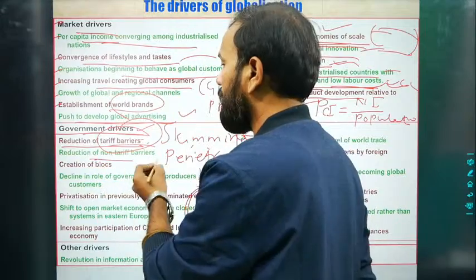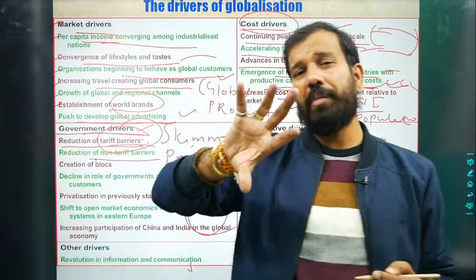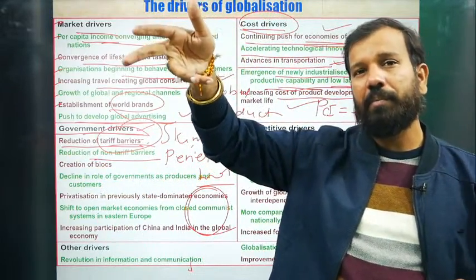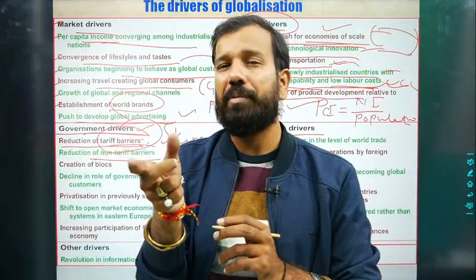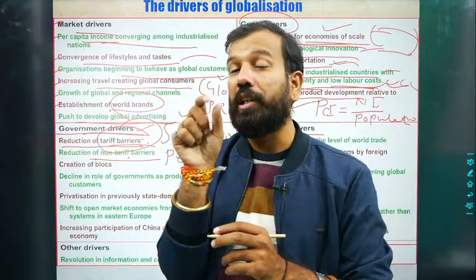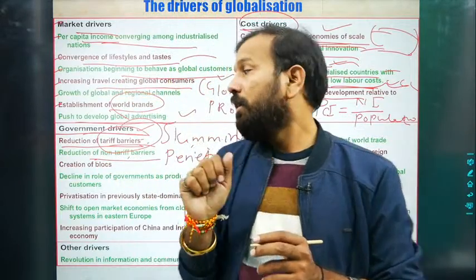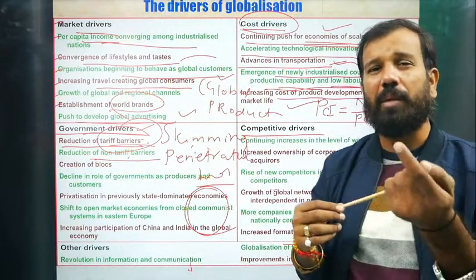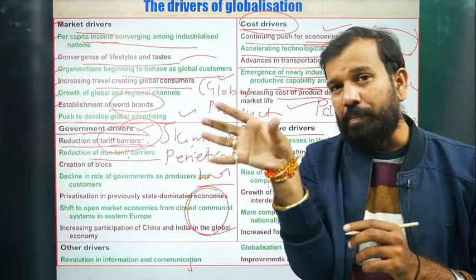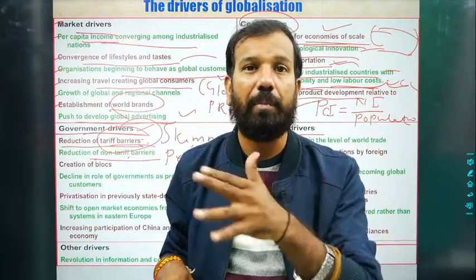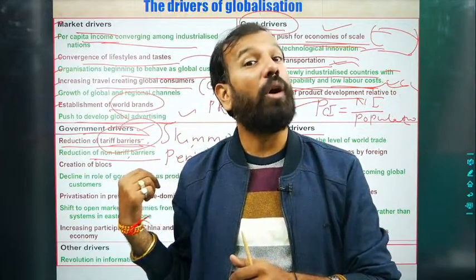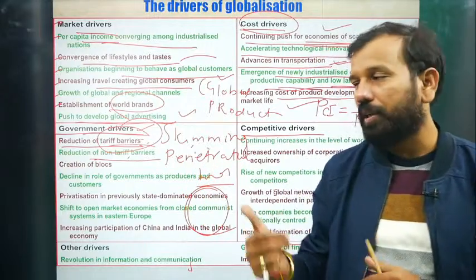Then, reduction of non-tariff barriers. Tariff barriers are imposed on a quantitative basis, and non-tariff barriers are imposed on a qualitative basis. I'll explain these during the World Trade Organization lectures. So what is a non-tariff barrier? Just in one line: whatever barriers we impose on the basis of quality, taste, color, or preferences are called non-tariff barriers.